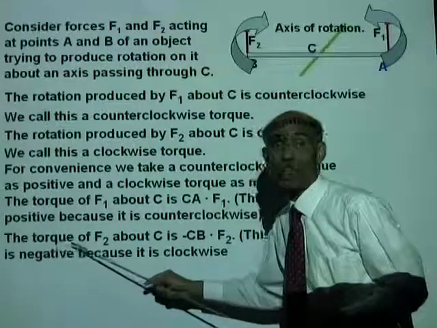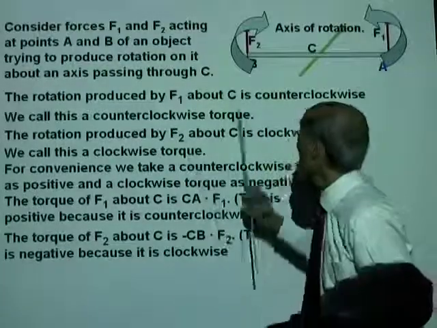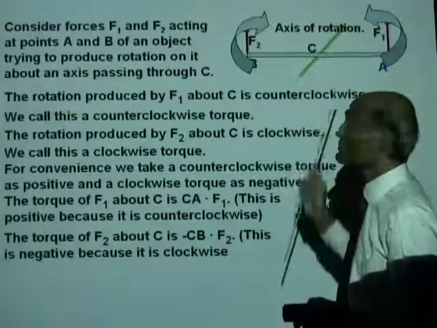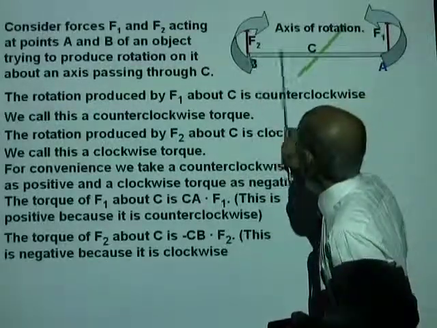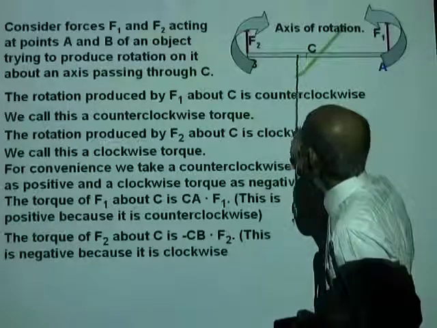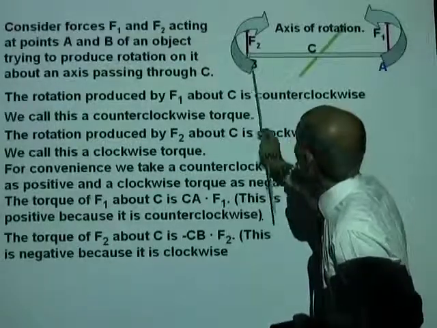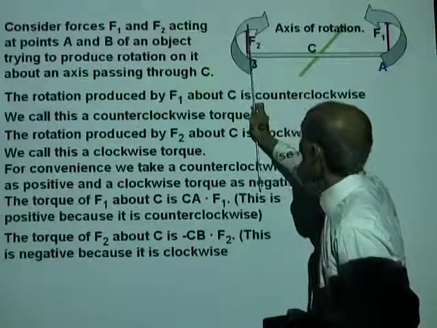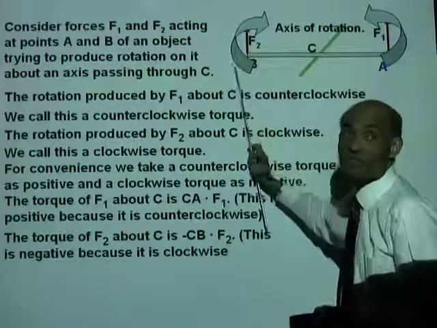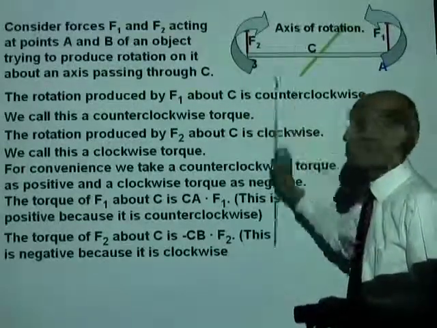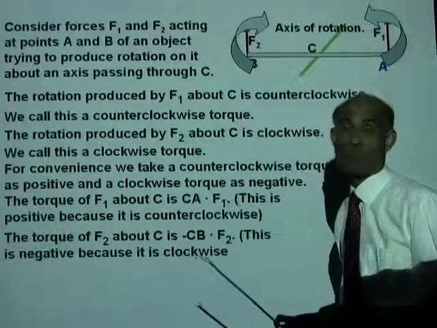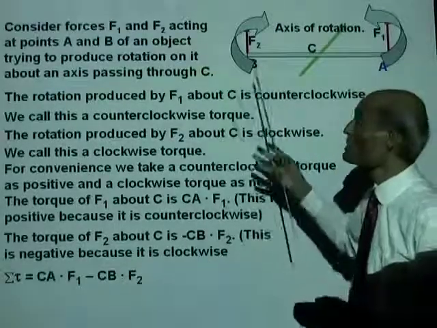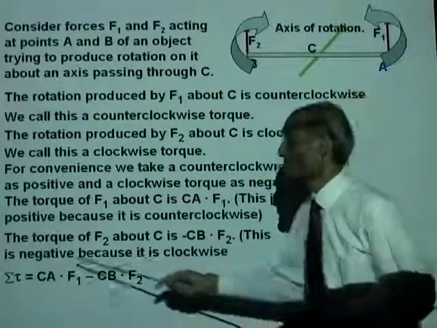Similarly, the torque of F2 about an axis that passes through C will be CB, the torque arm, multiplied by the force F2. It is a clockwise torque, therefore it is negative. I hope the concept is clear because we need to use it to solve problems.